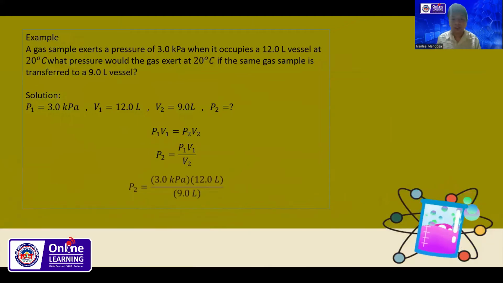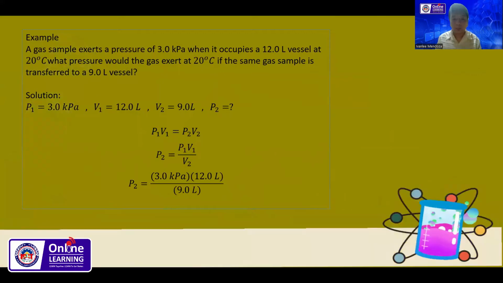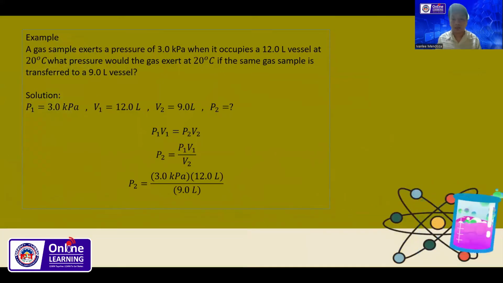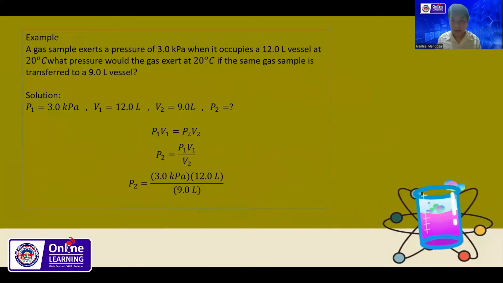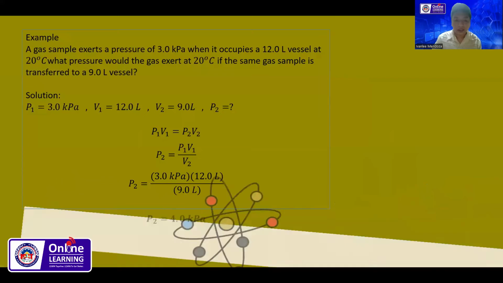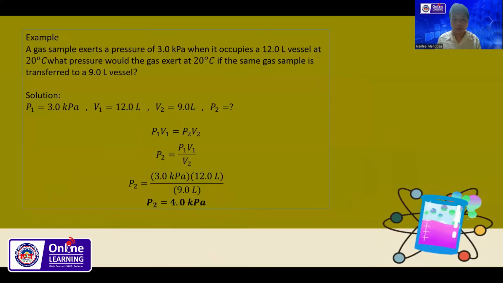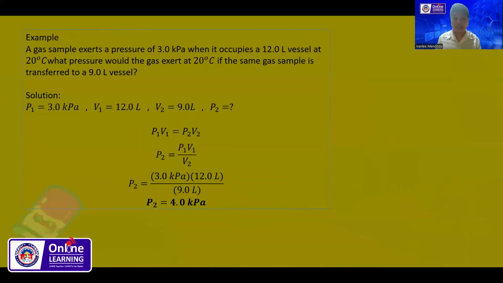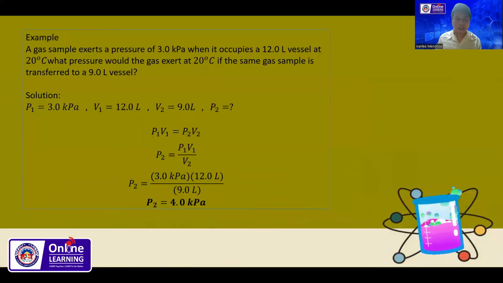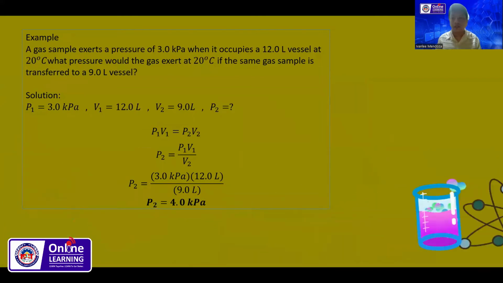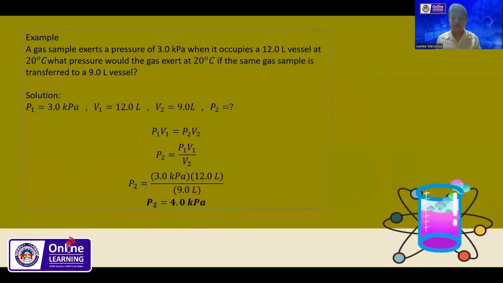Then just simply substitute the given values. So P2 is equal to 3.0 kilopascal multiplied by 12.0 liter divided by 9.0 liter. Then just simply solve, and you will come up with P2 equal to 4.0 kilopascal. Okay, so that is the final answer for number 1 under Boyle's law.